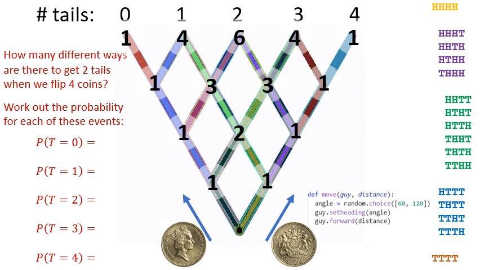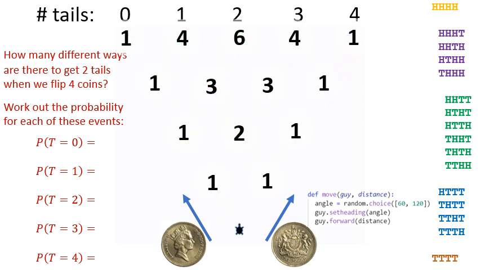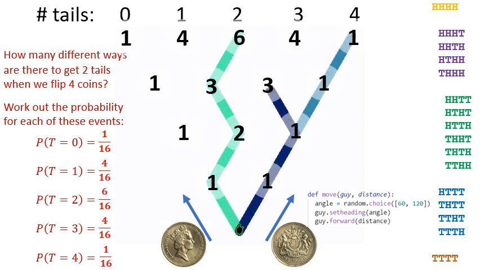So again, you can compare with these. You can see the 6 in the middle. Those are all the versions that have got 2 heads and 2 tails. There's 4 that have 3 heads and a tail, and of course by symmetry there's 4 that have 3 tails and a head, and then there's only 1 with no heads and only 1 with no tails.